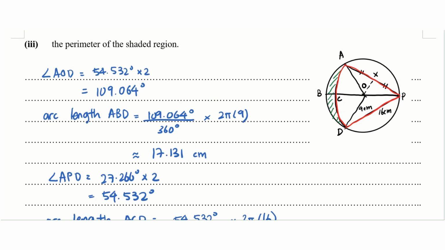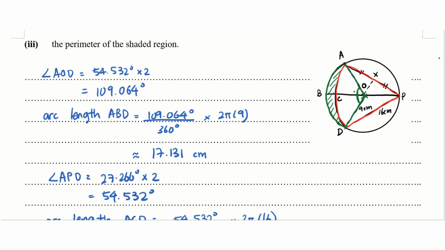Lastly, in part 3, we want to find the perimeter of the shaded region. The shaded region comprises two parts, which are the arc length of ABD as well as the arc length ACD. We will now first take a look at finding the arc length ABD. To know the arc length of ABD, the center of this sector is actually at O. So that means that we need to know the angle of AOD.